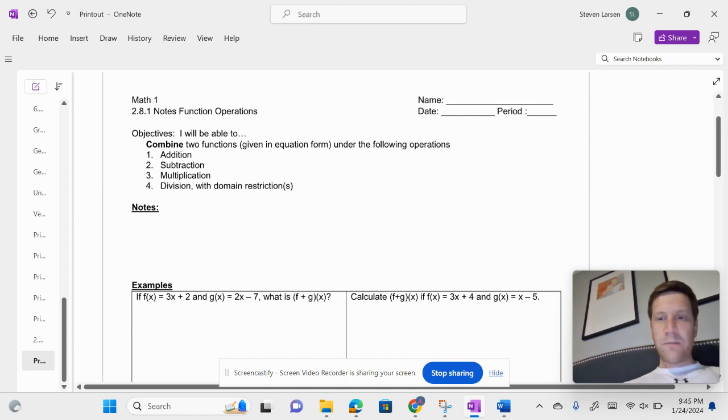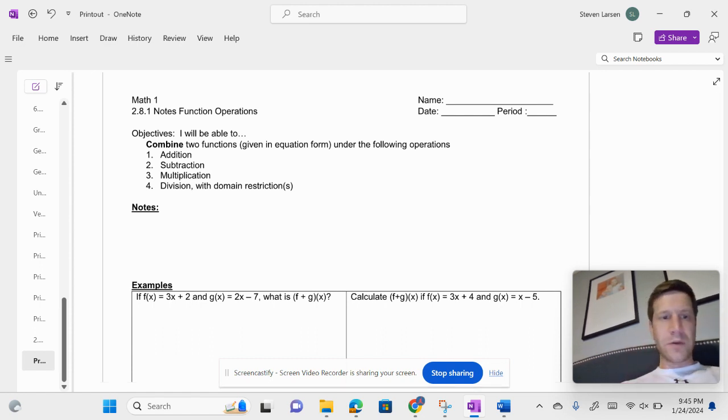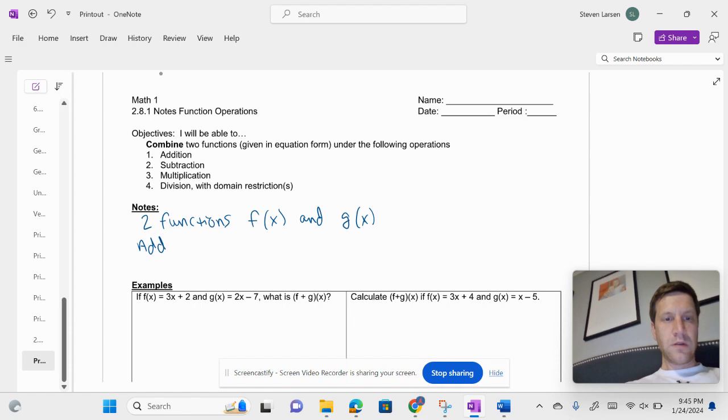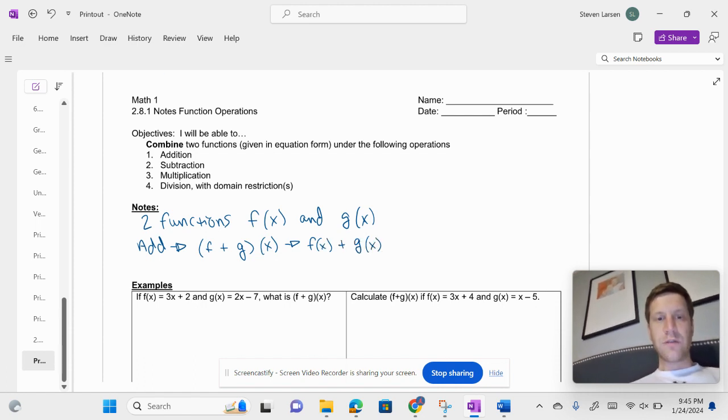So for most of these problems, I think for all of them, there's two functions, f of x and g of x. And we're going to be doing some operations to those. All right, the first one we're going to see is addition. And you may see this as f plus g of x. This really means your first function f of x plus your second function g of x.